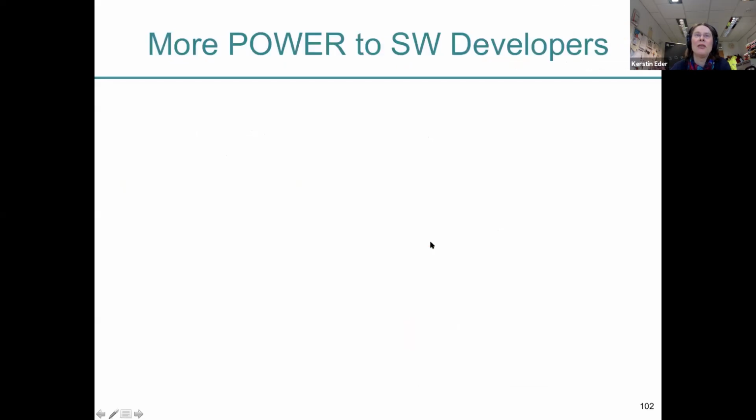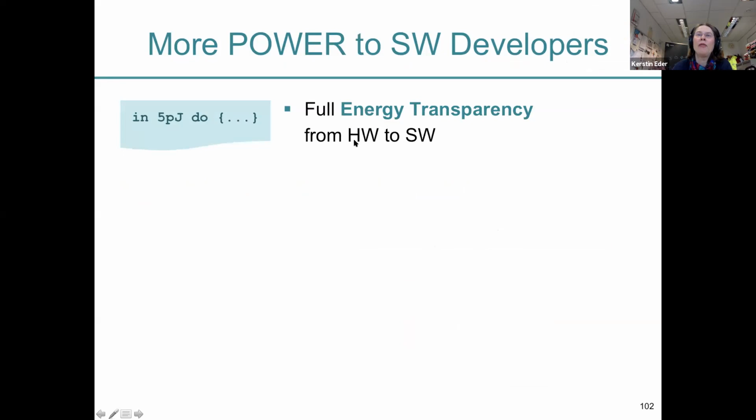Okay, so what I'm saying is we need to give more power to software developers. What we want to do is have full energy transparency from hardware to software. Really, what I want to write is something like "in 5 picojoule do" and then some code. And the compiler compiles this for me, and it comes back with executable code that satisfies my requirement.